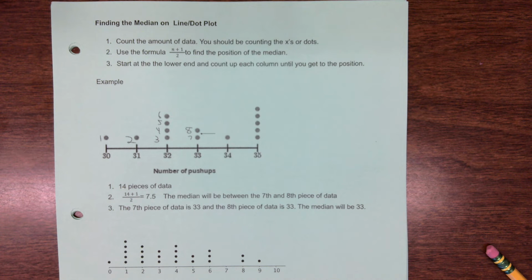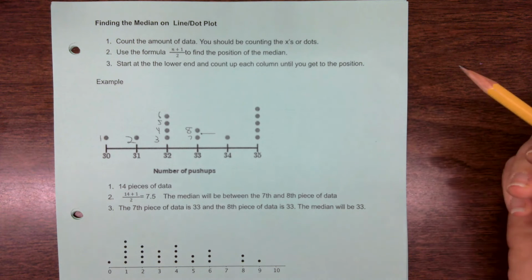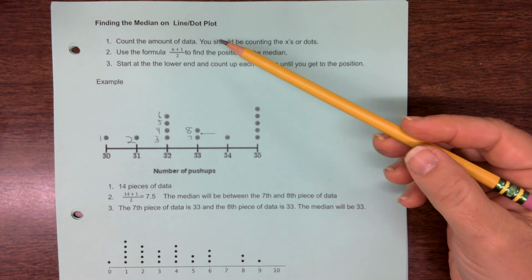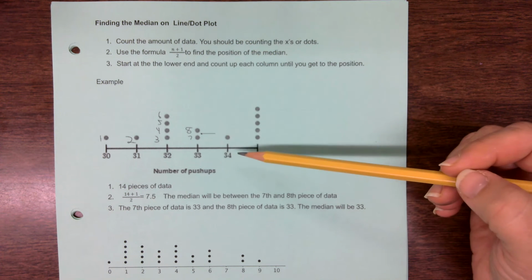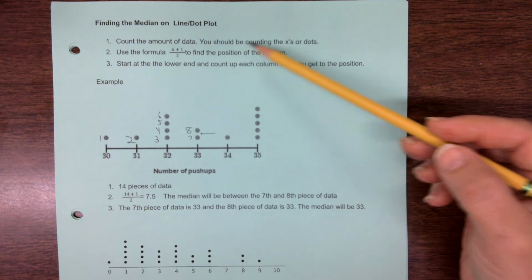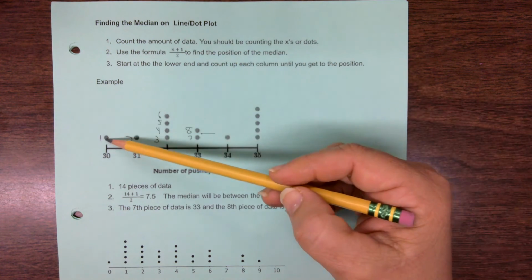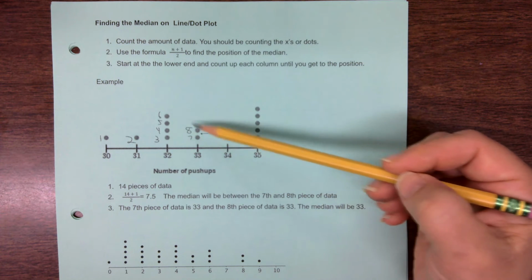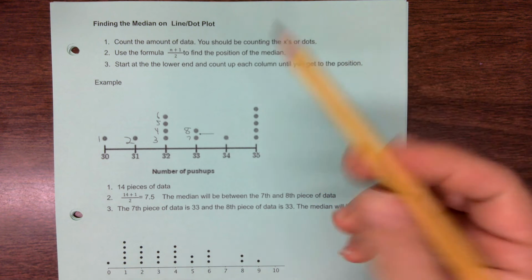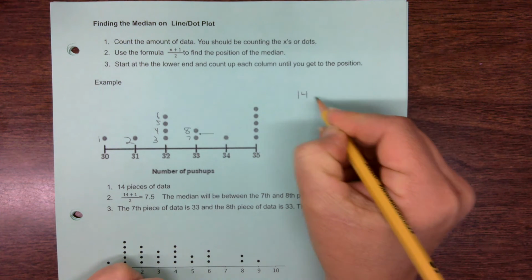Now, let's say we had a visual that we're working off of. The first thing we need to do if we're finding the median in a line plot or a dot plot is to see how much data we have. So we need to count the amount of data. You should be counting the X's or the dots. So I have 1, 2, 3, 4, 5, 6, 7, 8, 9, 10, 11, 12, 13, 14 pieces of data here.